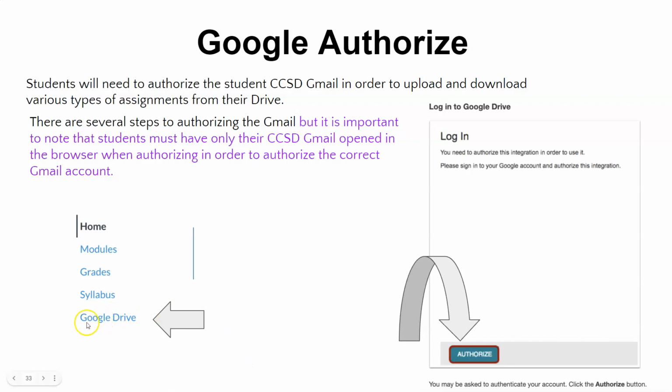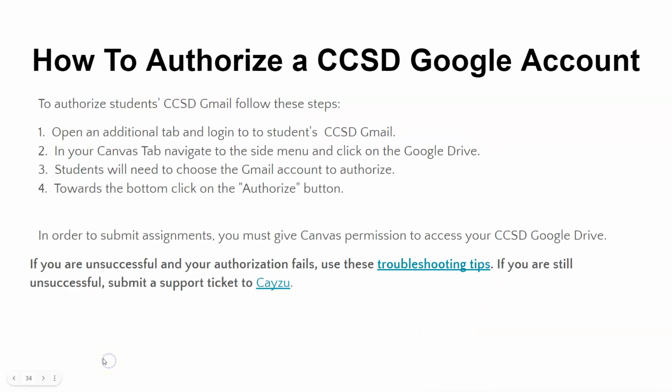On the left side navigation, you're going to click on the Google Drive tab, and then it's going to ask you, you need to authorize this integration in order to use it. And you're going to click on the Authorize button. Once you click on the Authorize button, it will ask if you give Canvas permission to access your Google Drive. You will say yes, and then you will then be able to submit your assignments very easily through your Google Drive using Canvas.